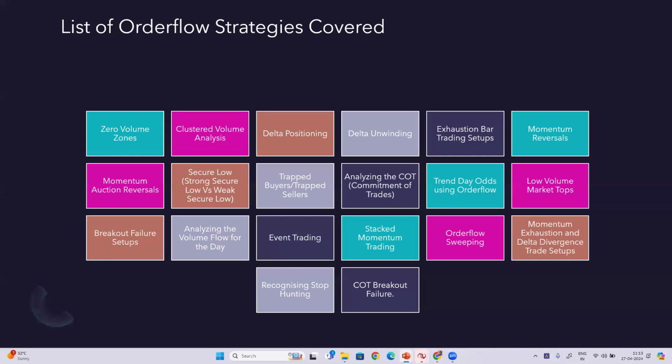Mostly it's an algorithm that usually plays in the markets, so how do we identify such algorithms in the markets? And then momentum exhaustion and divergence, delta divergence kind of trade setups, how to recognize stop hunting using order flow, and breakout failure setups. These are the list of strategies we will be covering in our order flow masterclass, right?